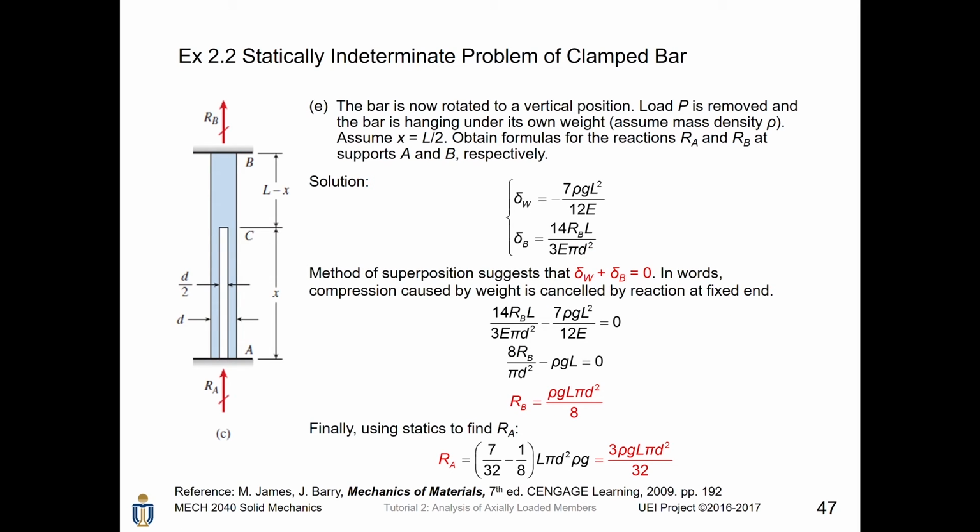By combining the deformation caused by weight and the deformation caused by RB, using superposition compatibility, the deformation caused by the weight plus the deformation caused by RB should be 0, because B is a fixed end, which means the length of the bar is not changed at all. This yields this superposition equation. To proceed, we just add those two together, which yields this part. Then we do some simplifications to get the reaction at B, which is rho g L pi d squared divided by 8. Finally, we use the equation of statics found previously to get the reaction at A, which is 3 rho g L pi d squared divided by 32.